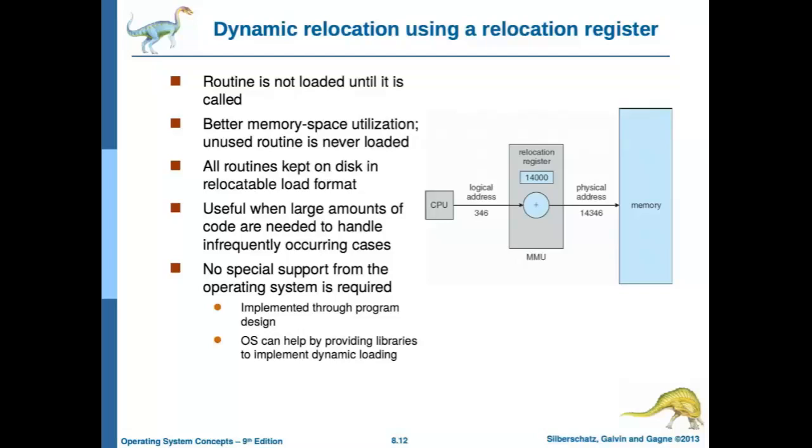With this approach, we don't require any support from the operating system. This can be easily implemented by means of a relocation register, where it simply adds the logical address to the relocation register. That's it. That results in the physical address, and then memory access will be initiated by the operating system. So that is how it works with the relocation register.